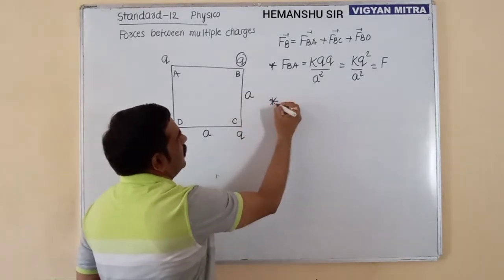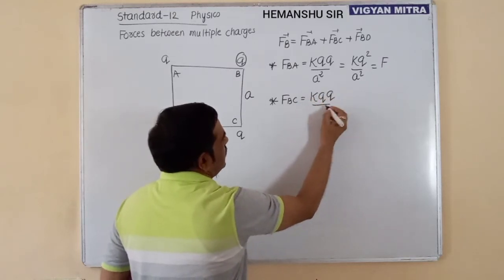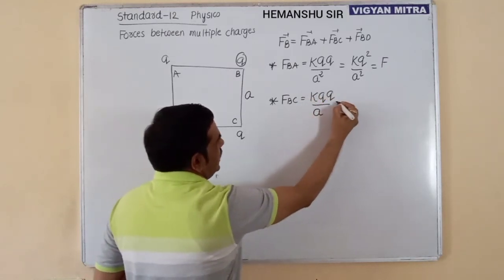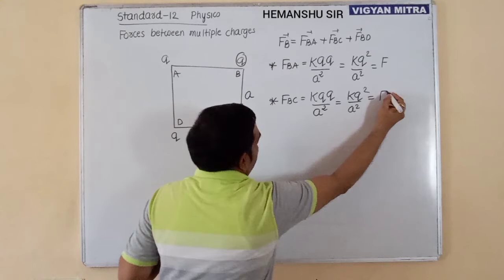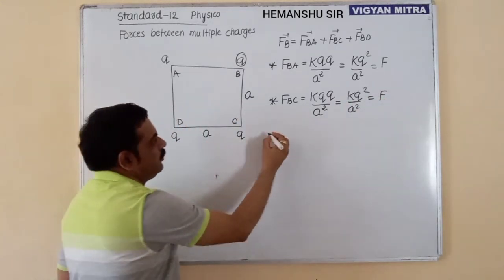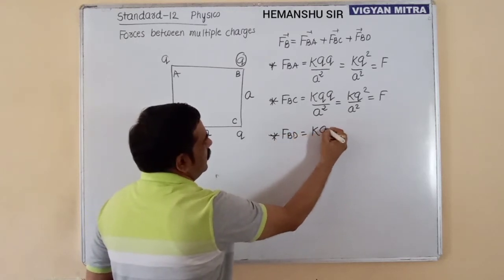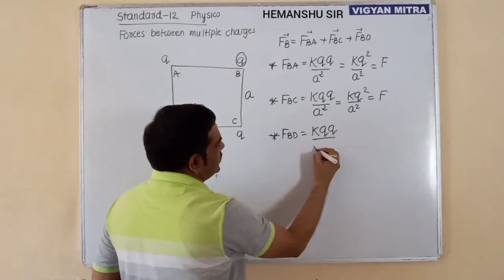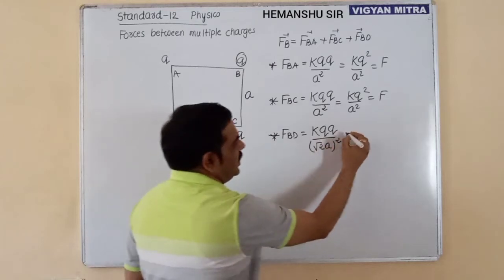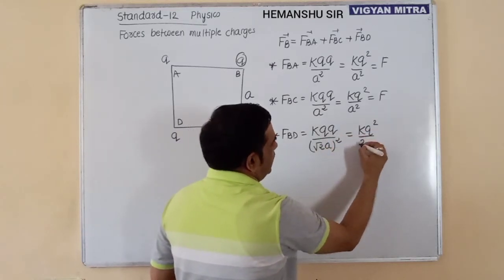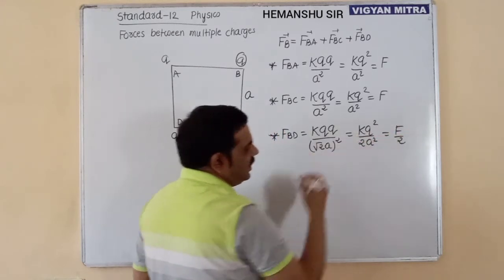Similarly, the force between B and C: k, charge on B, charge on C, the distance between B and C is a, so a square. So k Q square by a square, this is also F. Now the force between B and D: k, charge on B, charge on D, and the distance between B and D is root 2 a. So here root 2 a square, so it is k Q square divided by 2 a square, but k Q square by a square is F, so this will be F by 2.